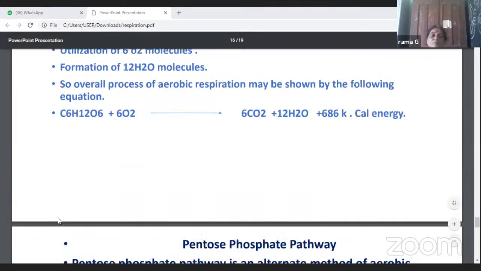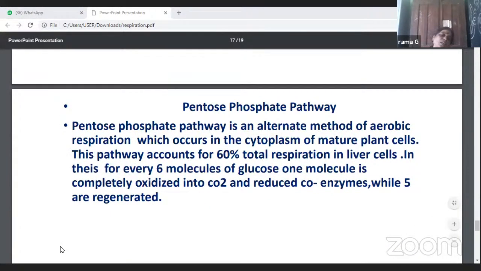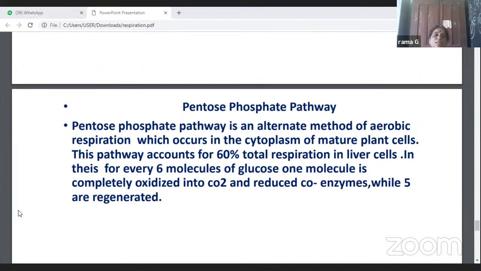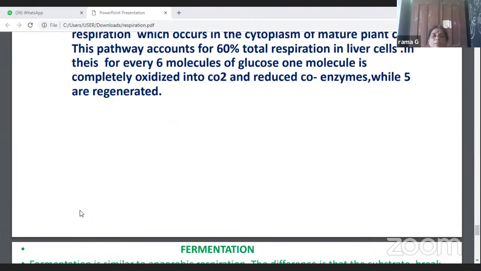Then why is it called the pentose phosphate pathway? Only one carbon molecule is utilized for the oxidation to a carbon dioxide molecule, and 5 more molecules are utilized for the regeneration of the material or product, which helps in running the process again and again. That's why it is called the pentose pathway.